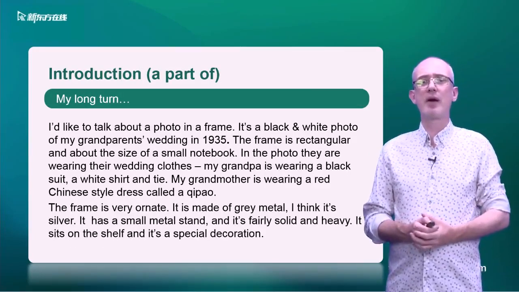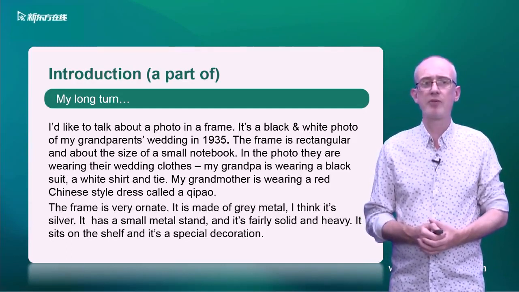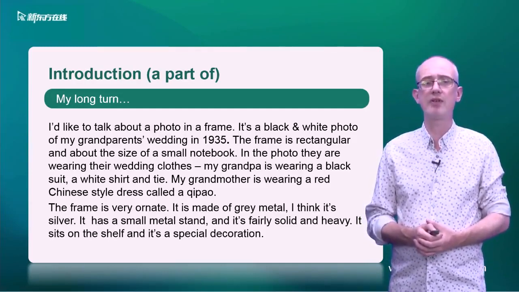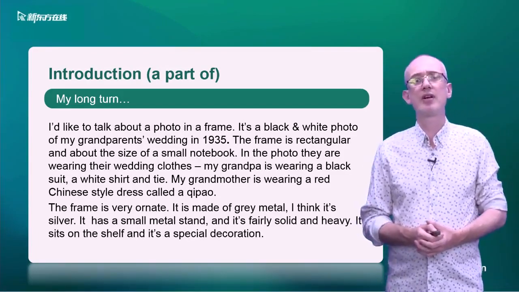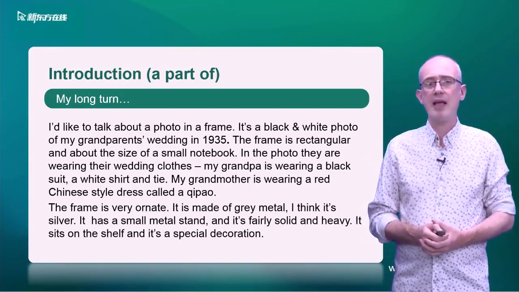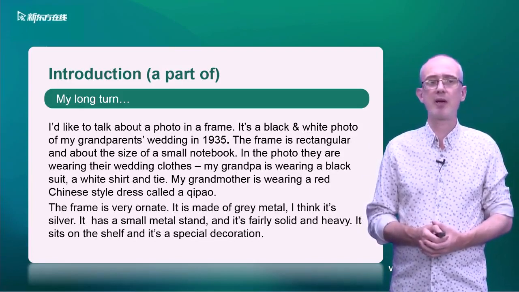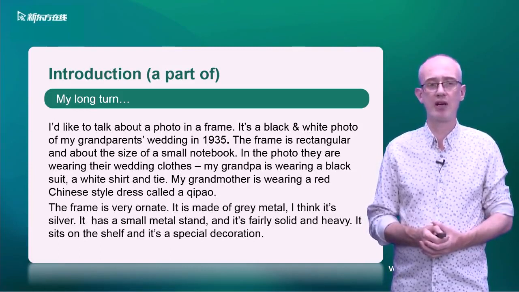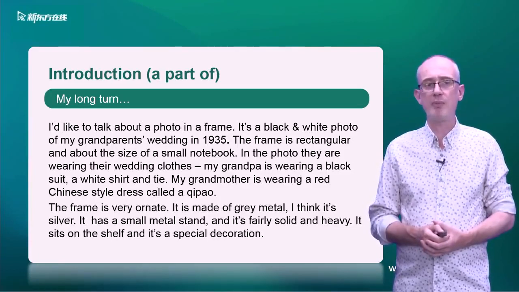I'd like to talk about a photo in a frame. It's a black and white photo of my grandparents' wedding in 1935. The frame is rectangular and about the size of a small notebook. In the photo, they're wearing their wedding clothes. My grandpa is wearing a black suit, a white shirt and tie. My grandmother is wearing a red Chinese style dress called a qipao.